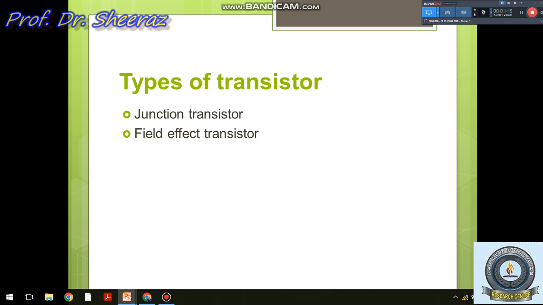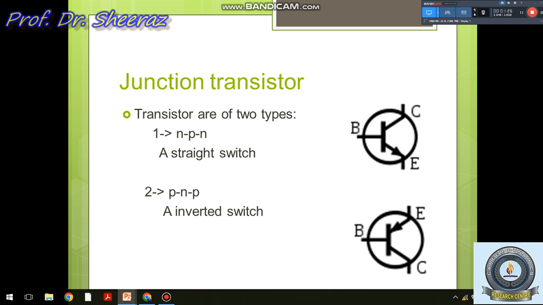There are 2 types of transistors. One is called junction transistor and the other one is called field effect transistors. In this lecture we are going to consider the junction transistor. So the junction transistor, as we have seen, has 3 terminals, emitter, collector and base.